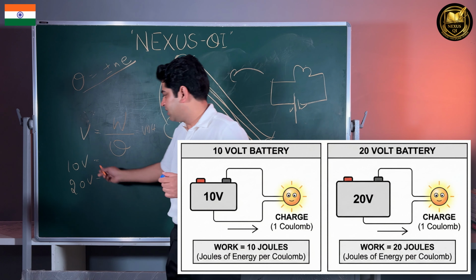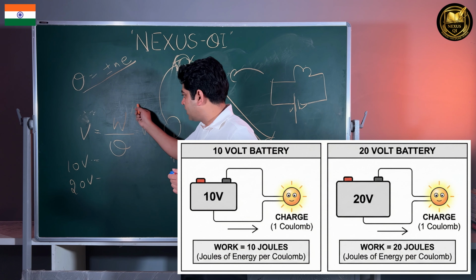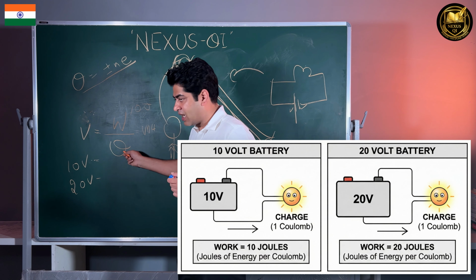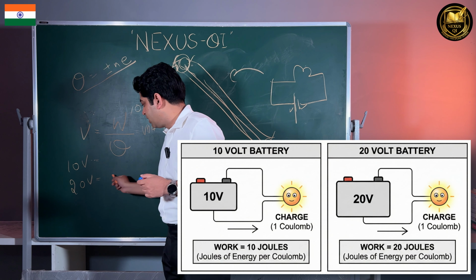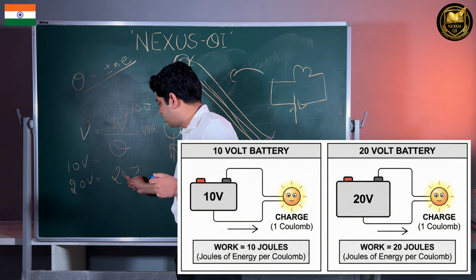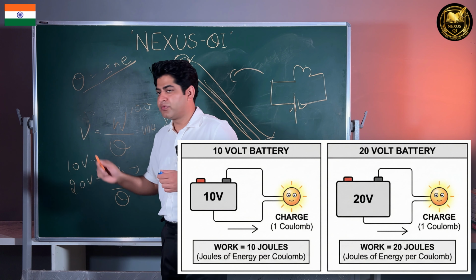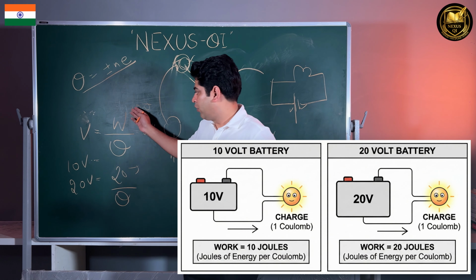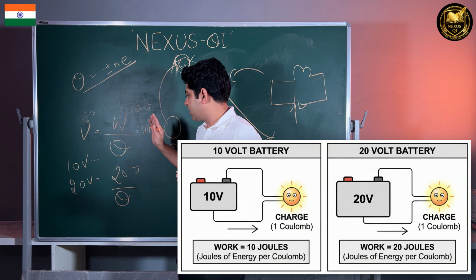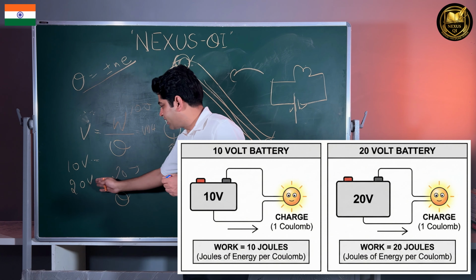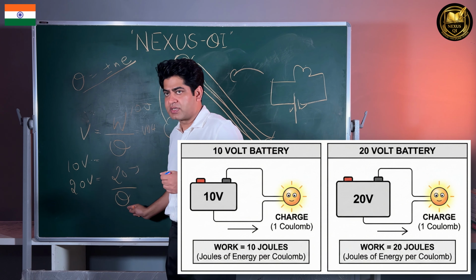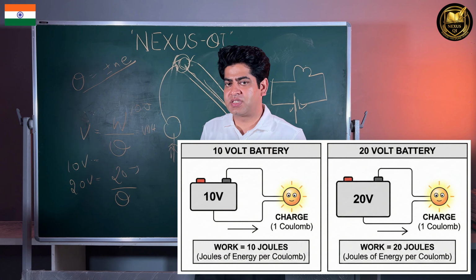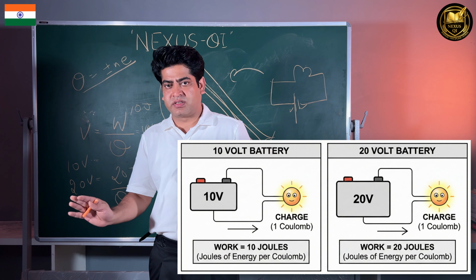10 volt battery means 10 joule of work per charge. 20 volt means 20 joule of work per charge. So we have cleared this also. 10 volt means 10 joule of work per charge, 20 volt means 20 joule of work per charge. So we have started from the charge, the electron contains charge.